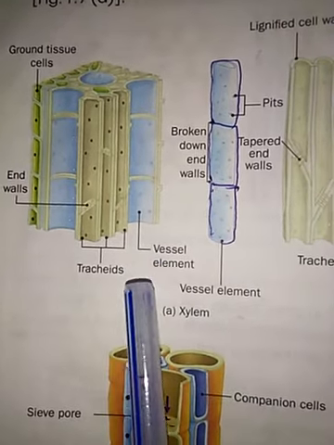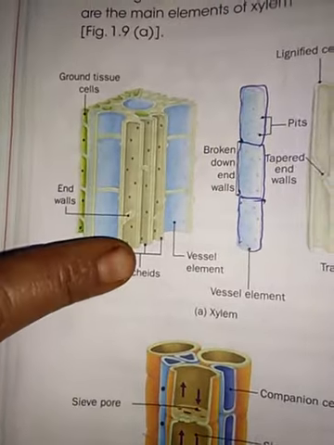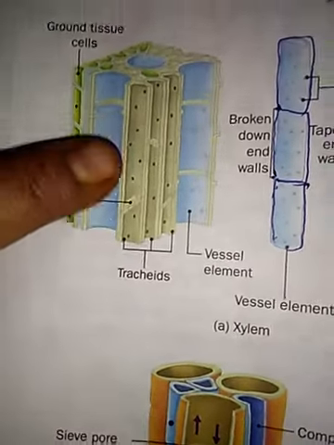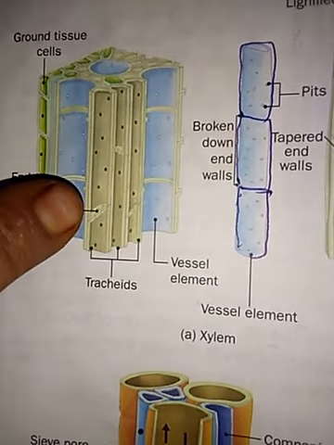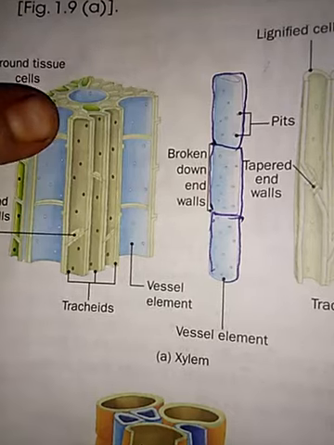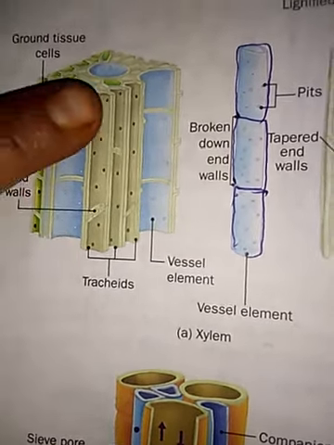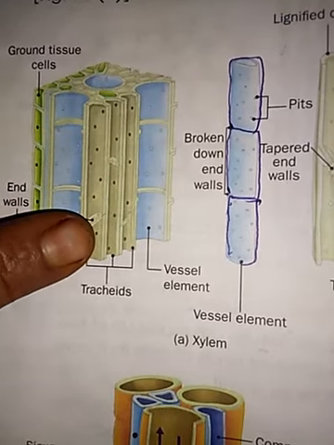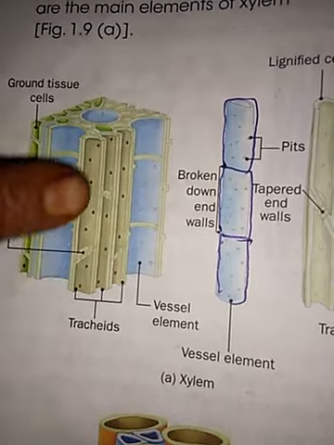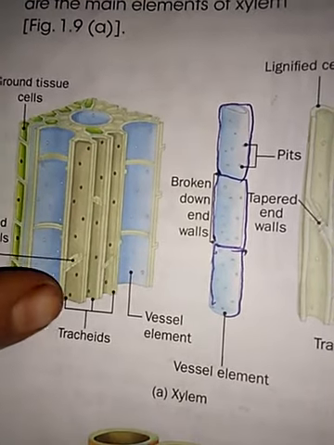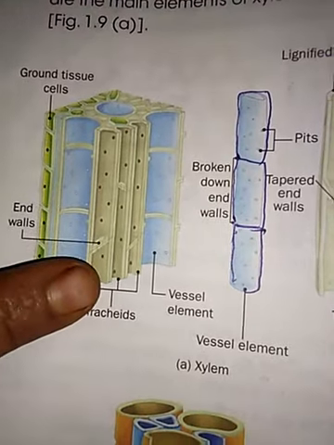Tracheids have tapering end walls. This is a tracheid, no? How is it present? Like a tapering form. See the picture. The end walls of the tracheid are present like a taper.